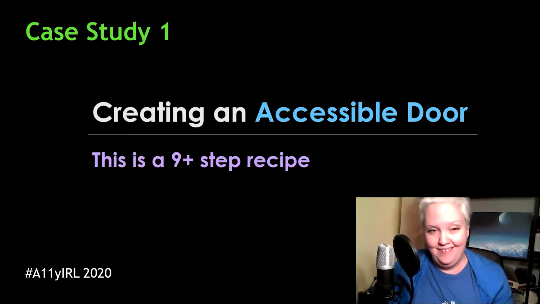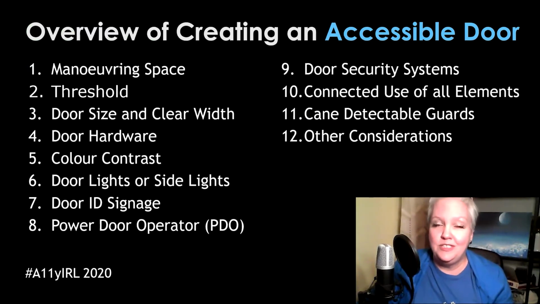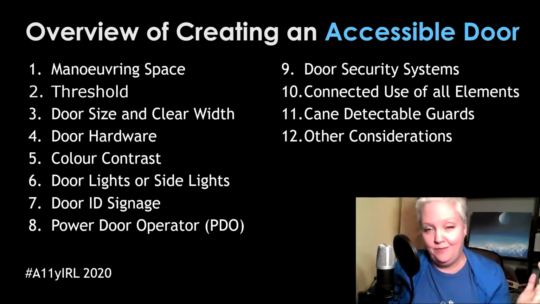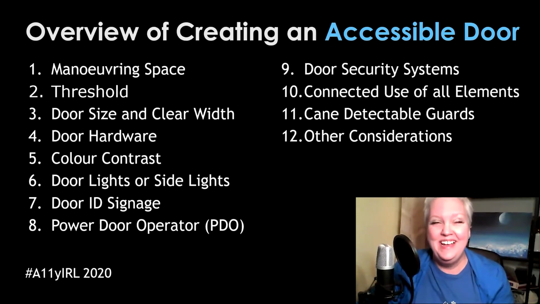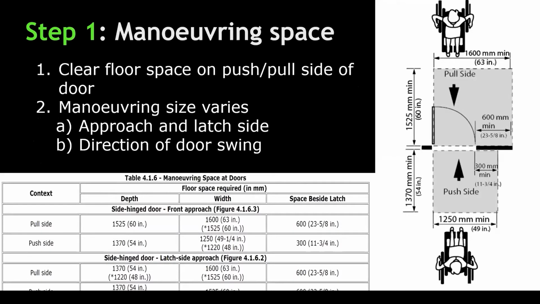So case study one, creating an accessible door. I'm going to try to focus on nine of the many steps that go into making an accessible door actually work and actually be accessible and usable. So for example, if we looked at any one of the resources we have and read through the requirements for the door, you're going to see a whole list of things. Here we have 12 different things, nine of which I'm going to talk about today. In the interest of time, I'm not going to read this right now, but I will make this available accessibly later on. So the first one I want to focus on is maneuvering space.